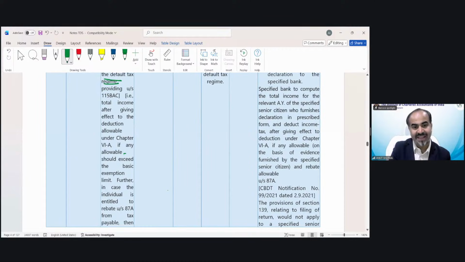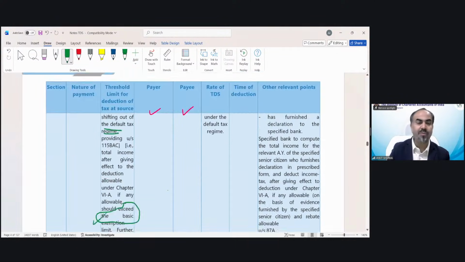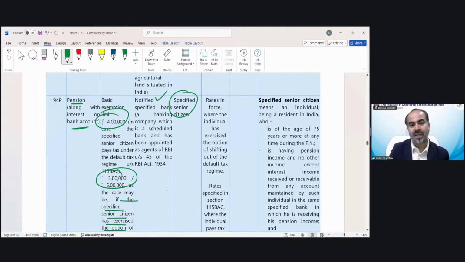And if this is exceeding the basic exemption limit. So when would this provision be applicable? The provision would be applicable when a senior citizen is receiving pension which is exceeding the basic exemption limit. How would the TDS be found out?